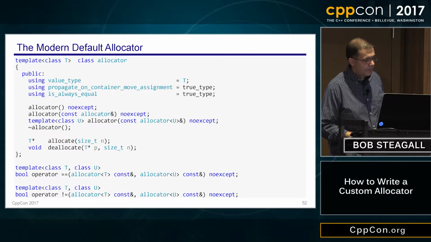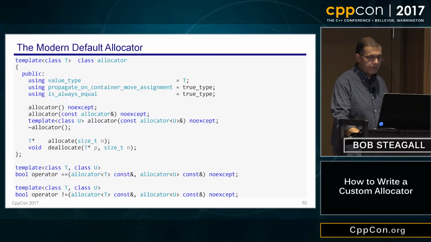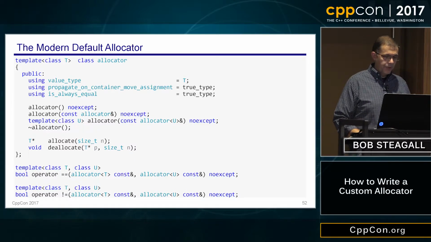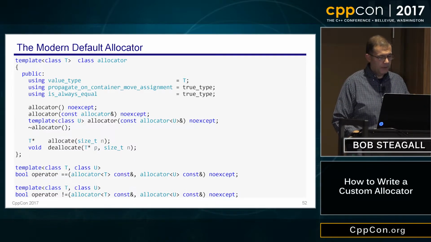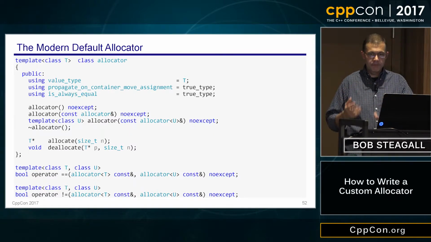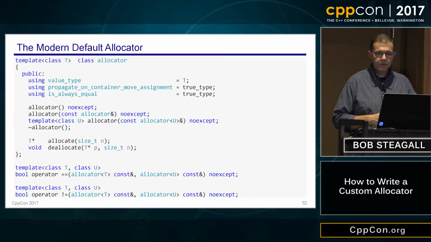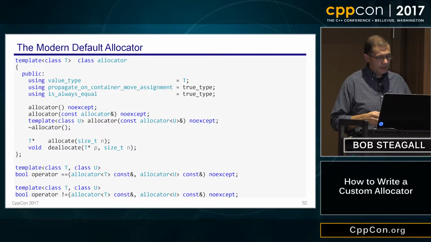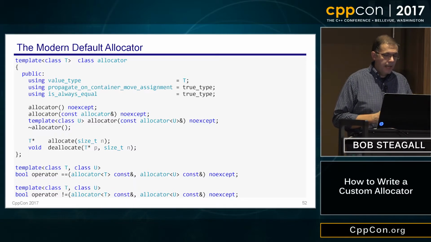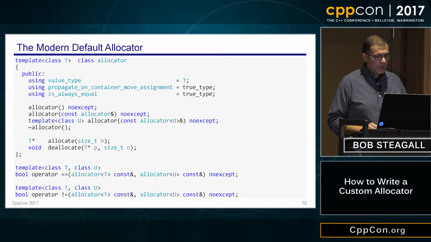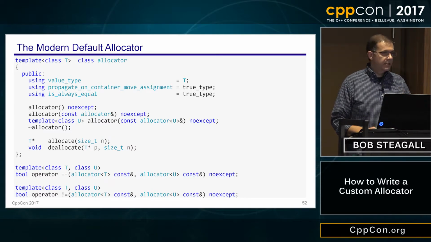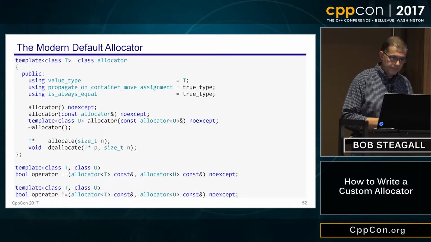The default allocator is slightly more complex. It's basically the same idea. The real differences here are the fact that there is a default constructor and that the propagate on container move assignment and is always equal nested typedefs are actually defined here. The is always equal is defined as true type, I think, to ensure that it's deliberately specified that all instances of this allocator compare equal. And propagate on move assignment is true so that containers can maintain the noexcept property on move assignment.